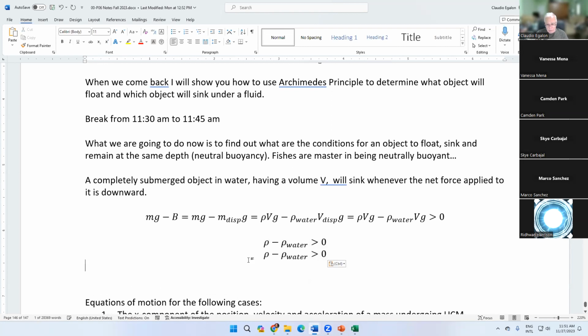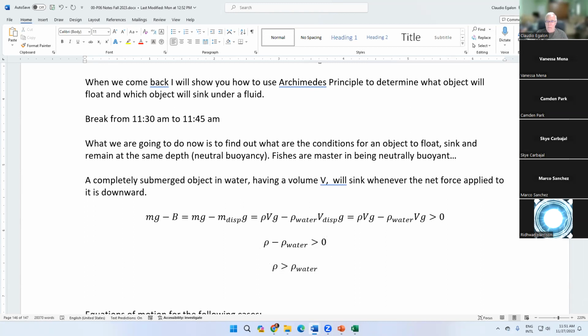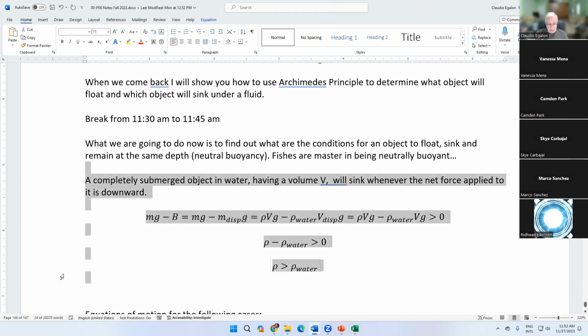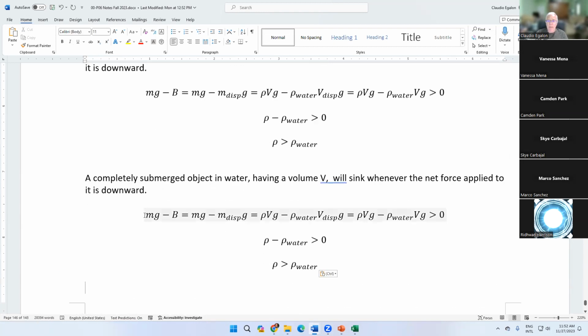Even better, I'm going to write it in a different way. Whenever the density of the object is greater than the density of water, the object will sink. Isn't that nice? If you have a density higher than the density of water, you will sink. That's why styrofoam floats. It doesn't have a density greater than water; it has a density less than water, and we can do the same for the rest.